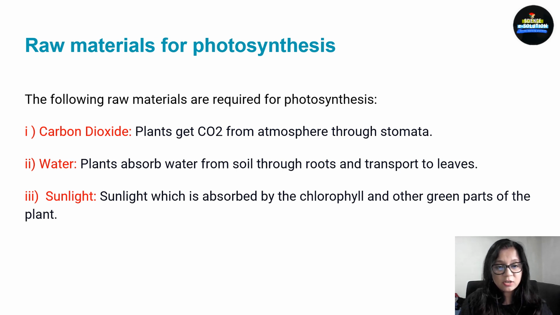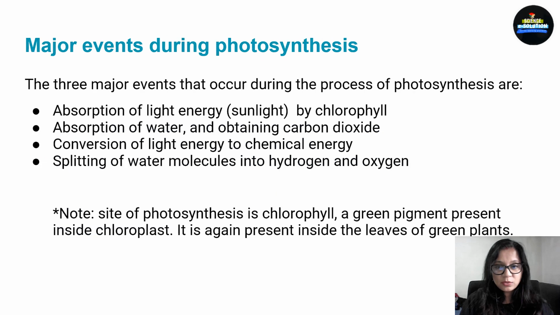How do the plants obtain water? You'll be answering through the root and root hairs, and transported with the help of xylem to the leaves for photosynthesis to occur. Next is sunlight. Sunlight is absorbed directly from the sun by the chlorophyll. Chlorophyll is a pigment which helps to absorb sunlight in the green parts of the plant, primarily leaves or any other stems which are green in color.